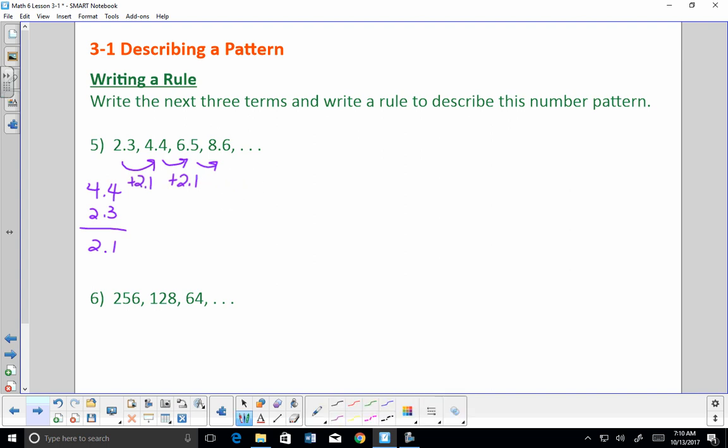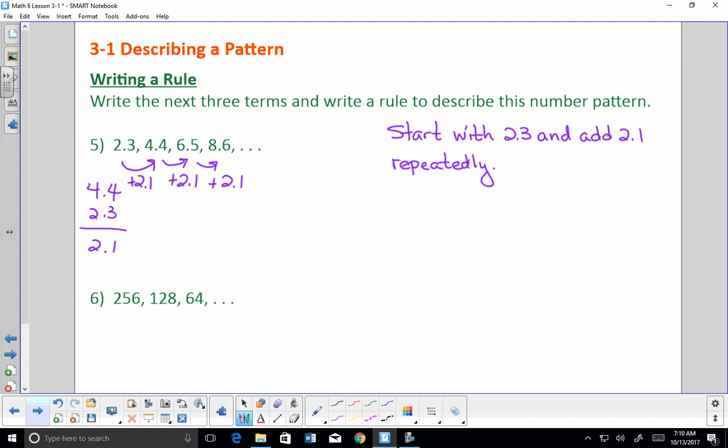So if I was going to write this pattern, I would need to explain to somebody what my pattern is. I have to say what I started with and what I did. So my rule would be start with 2.3 and add 2.1 repeatedly. Then I need to find my next 3 numbers in the pattern.